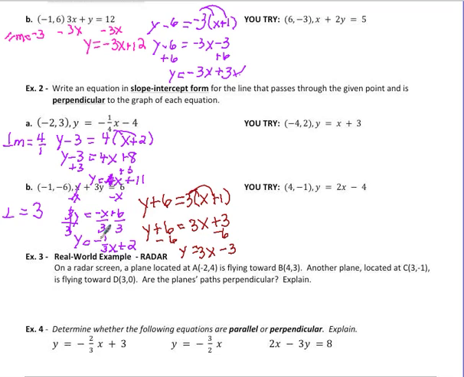And so again, I'm looking at my slope. So I have 3 here, -1/3. -1/3 times 3 gives me -1. So I know those are perpendicular slopes.